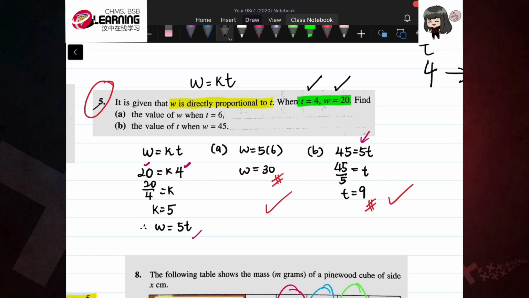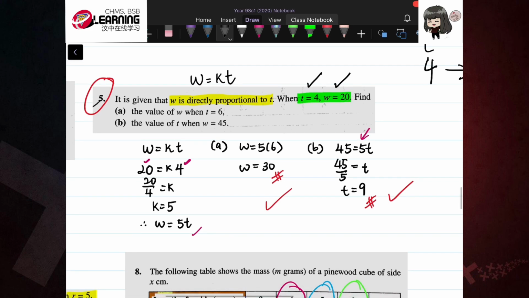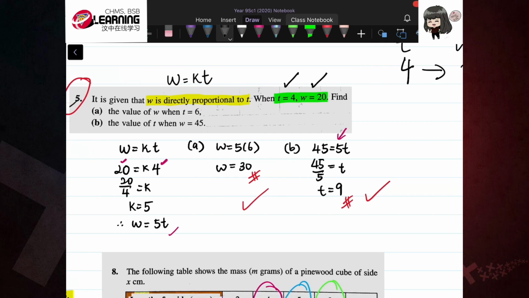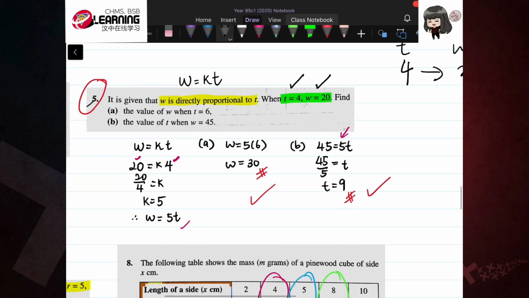You need to find the constant. You need to do it this way because sometimes questions will ask you to find the equation connecting W and T, or find W in terms of T. In that case you need to find the constant K. If you do the cross multiply method, you won't find the equation. You don't know what the constant is, right? So please do it this way.